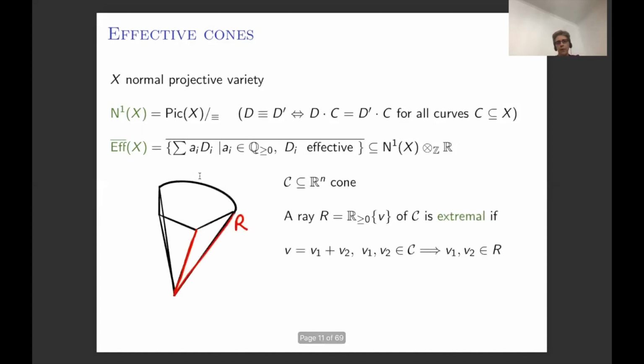And in general, if you have a cone in a vector space, a one-dimensional ray of this cone is called extremal if it has the property that whenever we write an element on it as a sum of 2 elements in the cone, these 2 elements need to belong to that ray. So it can be like in this picture that the cone is polyhedral in the neighborhood of this extremal ray, but this does not need to be the case, for example, here.